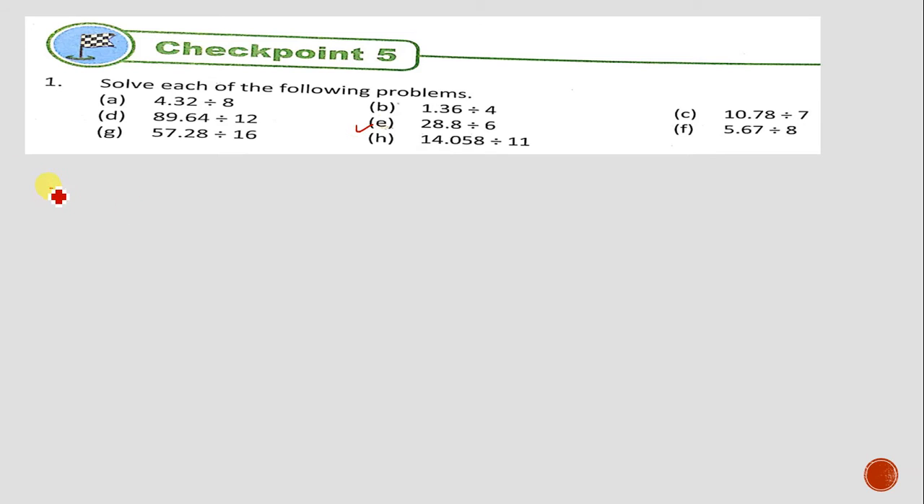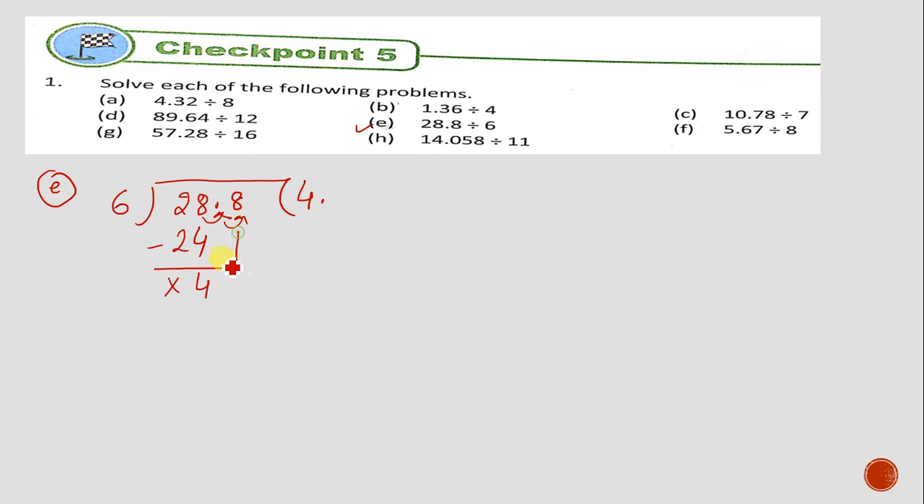Now next, from this only we'll try to take, let's take E1. 28.8 divided by 6. Now 6 4s are 24. 28 minus 24 is 4. After that we have decimal, put decimal. Next we have 8, take it down, will become 48. 6 8s are 48. The steps are very easy. So answer is 4.8. Clear?